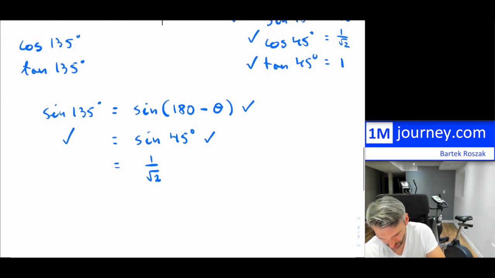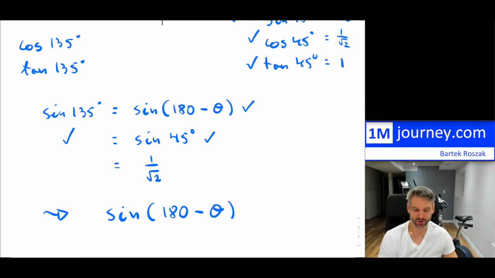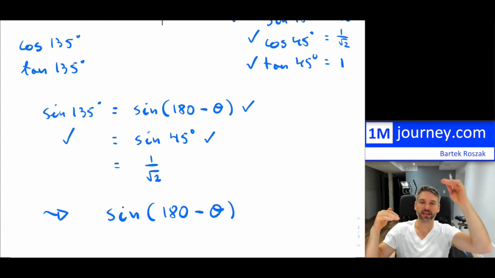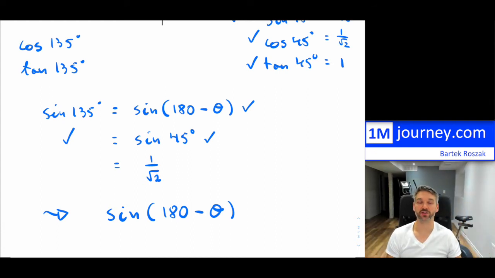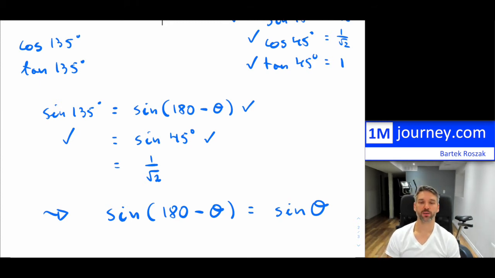So that's what I just wanted to let you know, that any angle that you will find, for instance, 180 minus theta, if it is between 180 and 90, so if it's falling in that range, which 135 is, this is the same thing as just simply taking the sine of the complementary angle.